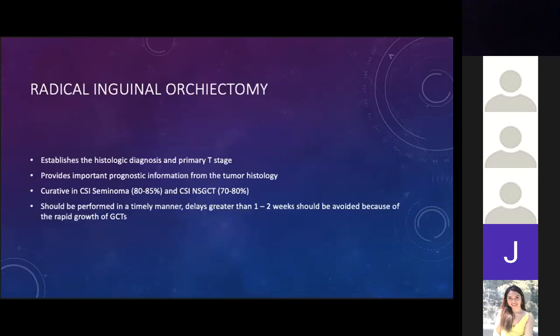For your radical inguinal orchiectomy, it establishes the histologic diagnosis and the primary T stage. It also provides important prognostic information from the tumor histology, and it's curative in clinical stage 1 seminoma in 80 to 85% and clinical stage 1 non-seminoma germ cell tumors in 70 to 80%. It also should be performed in a timely manner, and delays greater than 1 to 2 weeks should be avoided because of the rapid growth of GCTs.